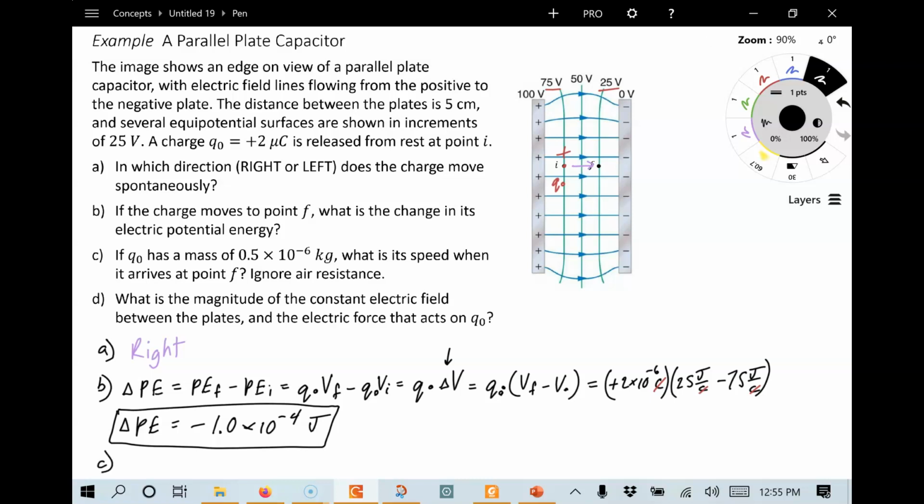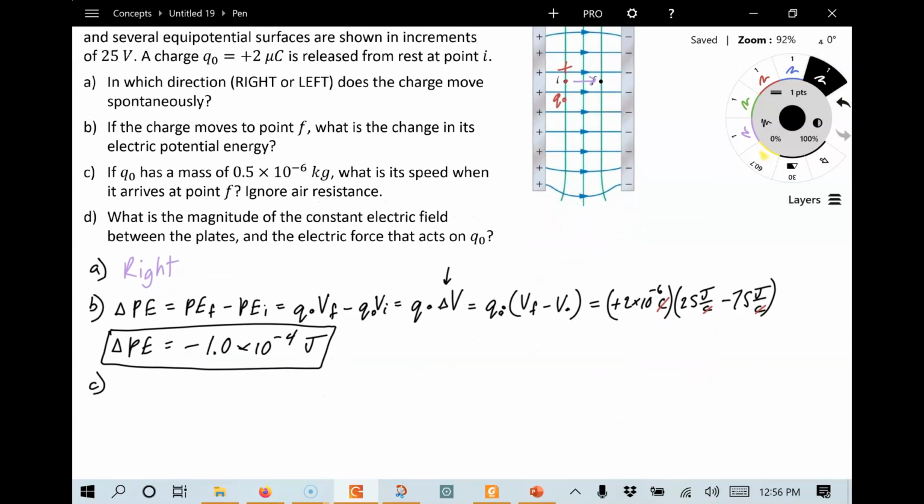Let's look at part C. We're given a mass of Q0 and we're asked what is its speed when it arrives at point F. Ignore air resistance. That's important because these little charges, if they're moving through the air, are going to lose their energy as they move through the air. Think of lightning, right? Charges are dumping from a cloud to the ground, heating everything up as they pass through. You get a lot of sound, a lot of heat, a lot of brightness. So it's not all going into speed. But if you ignore air resistance, or if you put it in a vacuum, then you can make it all go to speed. So let's see how we're going to do this one.